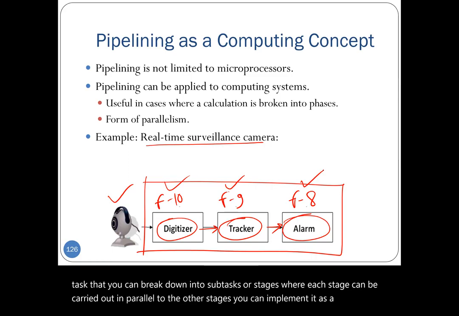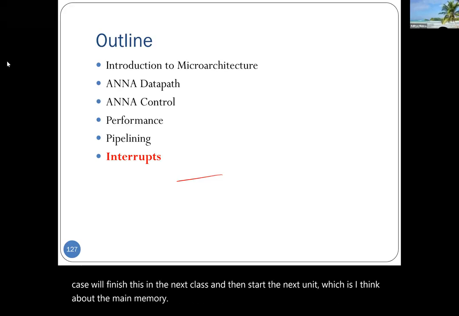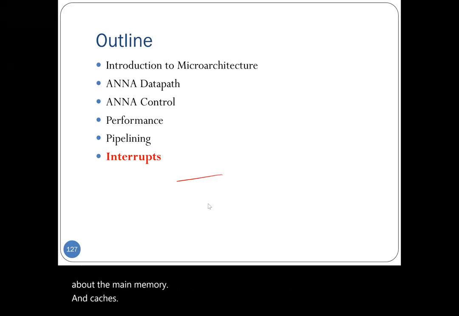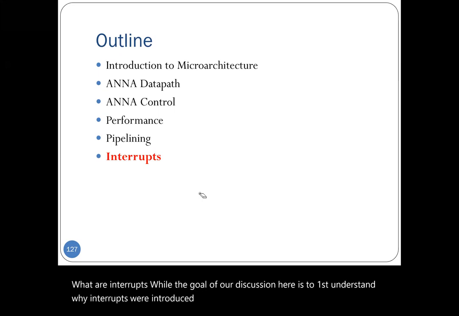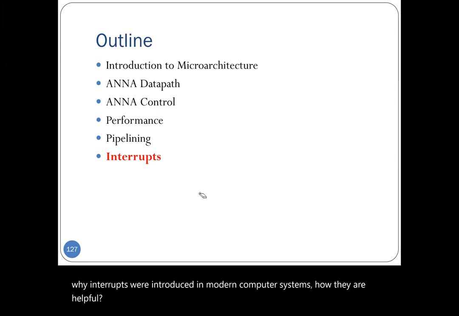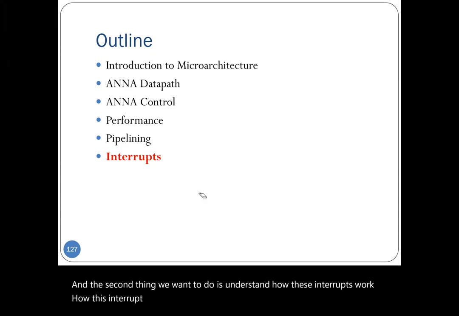So that brings us to an end of our discussion of pipelining. All right, so what are interrupts? The goal of our discussion here is to first understand why interrupts were introduced in modern computer systems and how they are helpful. The second thing we want to do is understand how these interrupts work, and how this interrupt mechanism makes communication between the CPU and slower IO devices more efficient.